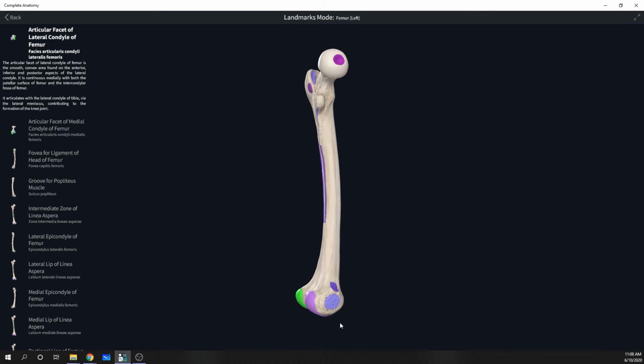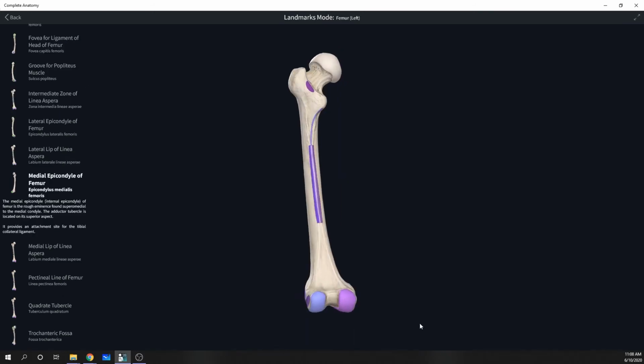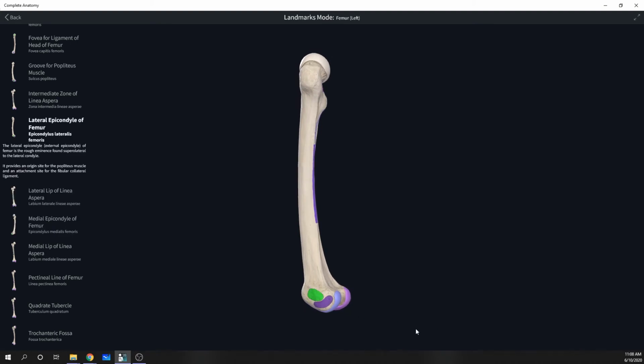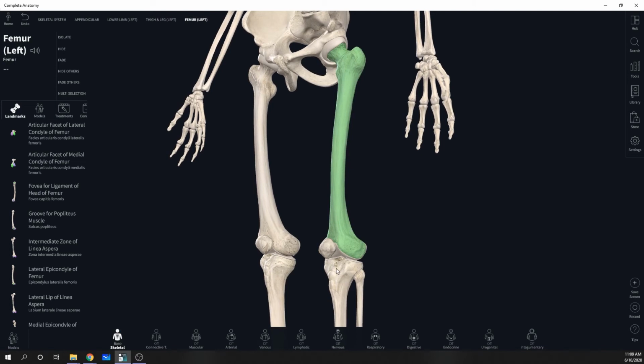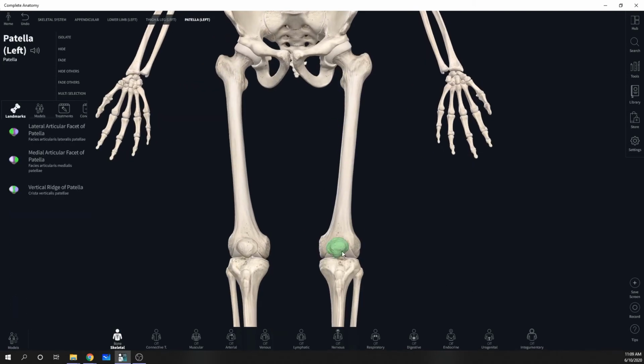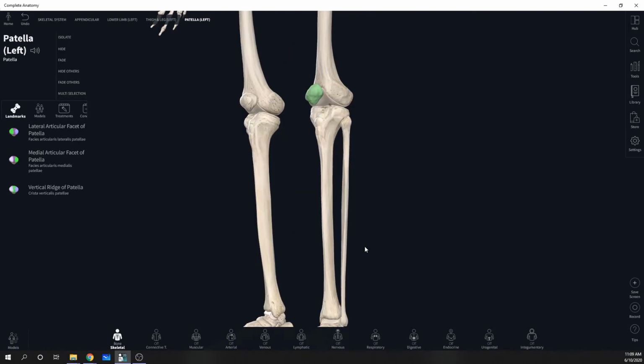If we move to a medial view, we can find the medial epicondyle. If we move to a lateral view, then we can find the lateral epicondyle. Before we move on to the tibia, let's mention that we have the patella in the front. This is your kneecap.